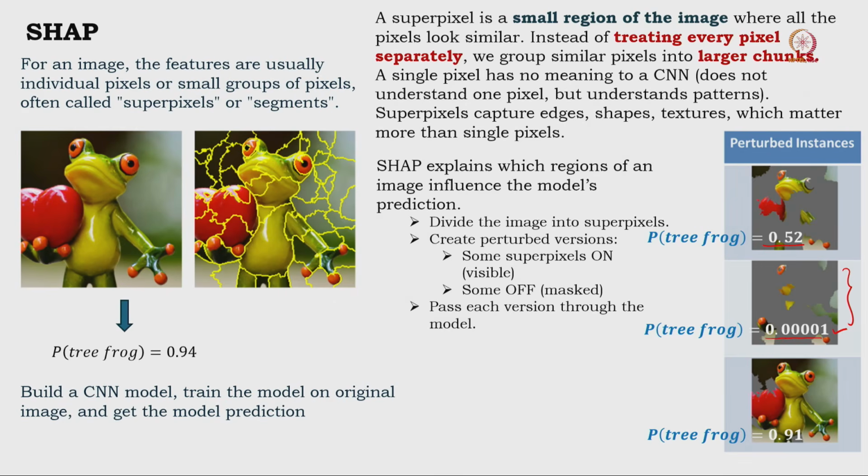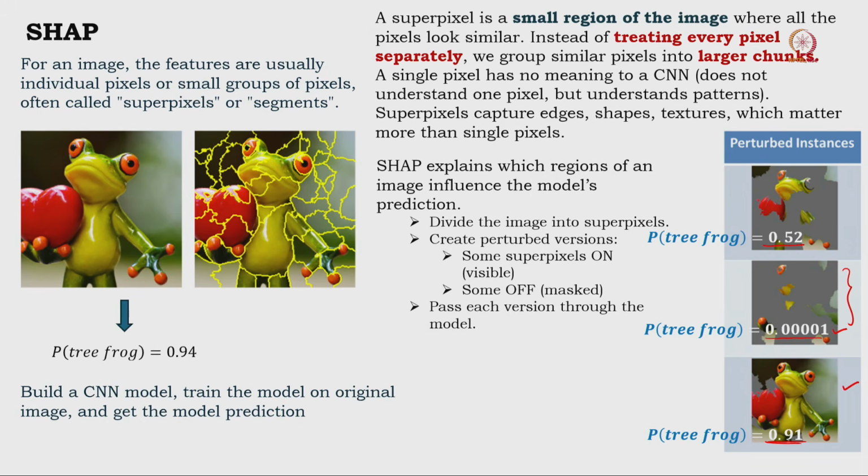Now, when this image is passed into the CNN model, the model is very confident, and it gives us a probability of 0.91 that it is a tree frog. Why? The model is very sure it is a frog. Why? Because the important pieces are kept here. So, with this I hope you have understood how we are going to do this.